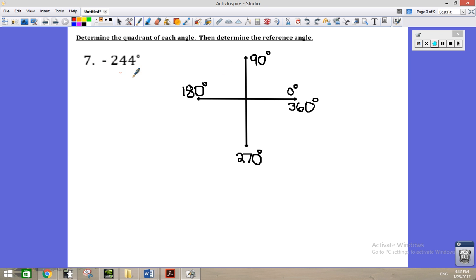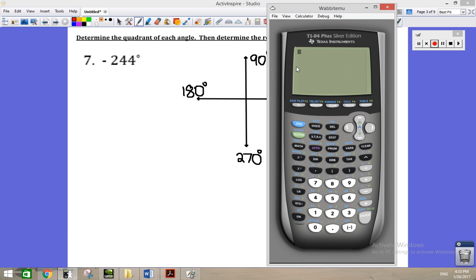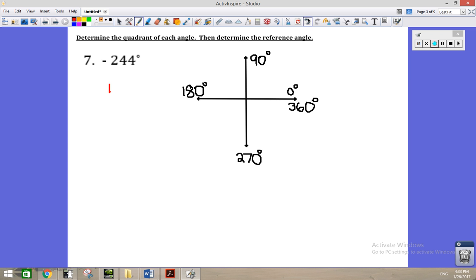Negative 244. Negative angle measures are in the clockwise direction. We need to add 360 to get a positive angle, so I need to add complete revolutions. 116 degrees is coterminal to negative 244. 116 degrees is bigger than 90 but smaller than 180.